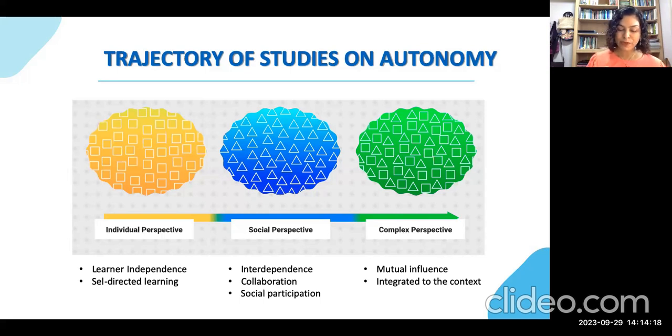The social perspective, in the primary color blue, centers on the interdependence and collaboration among learners and other agents. It also focuses on the social participation of learners in their communities, empowering them to become more active members in these communities. Finally, the complex perspective, in the secondary color green, integrates both individual and social perspectives to the learning context.